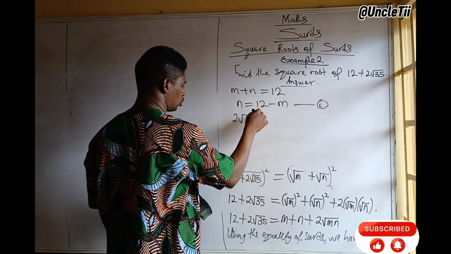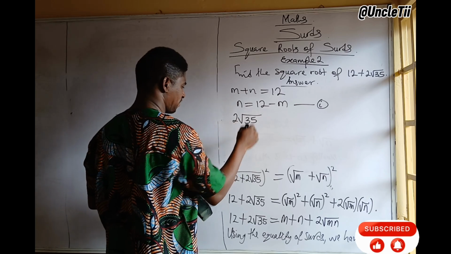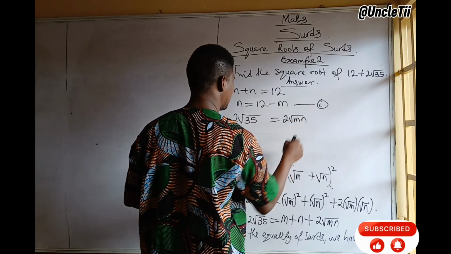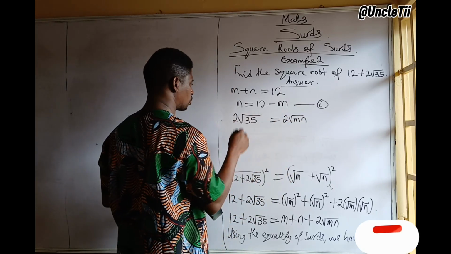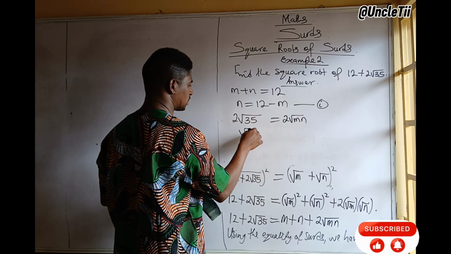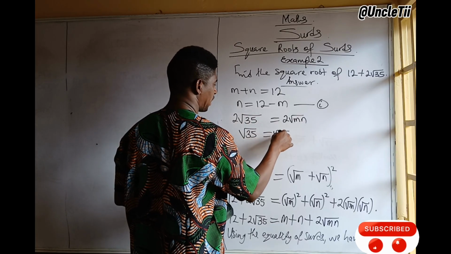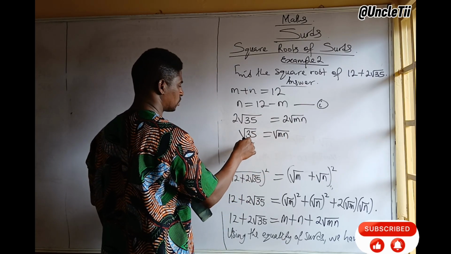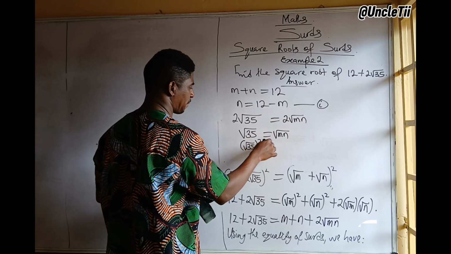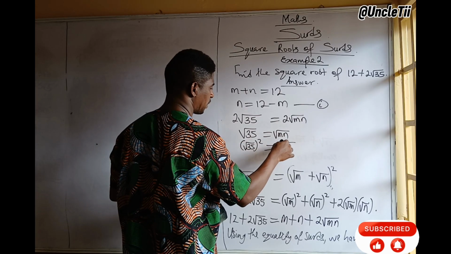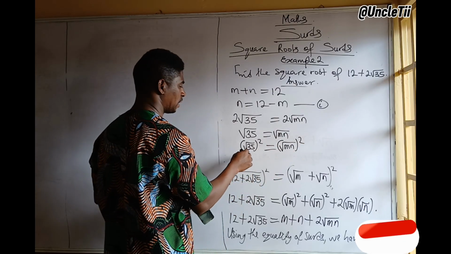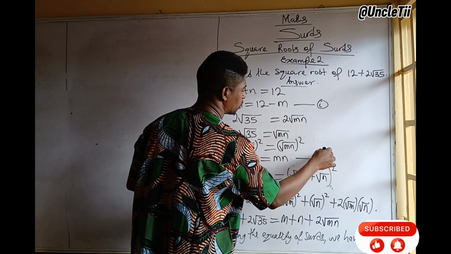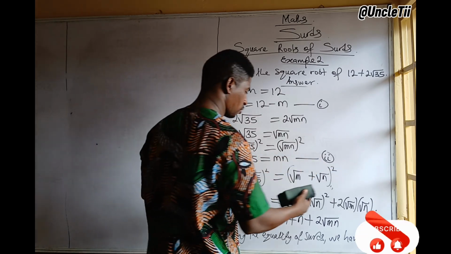Then 2 root 35 will be equal to 2 root mn. So 2 will cancel 2, leaving us with root 35 equal to root mn. If we square both sides, root 35 squared equals root mn squared. That will give us 35 equals mn. This will be our equation 2.